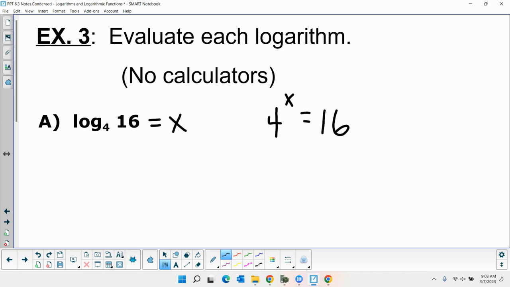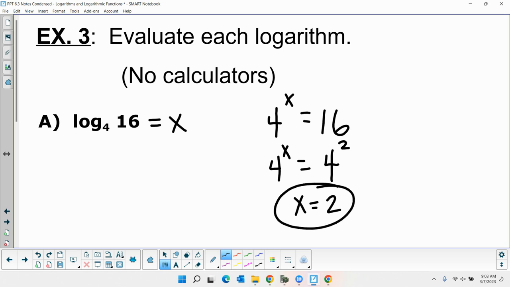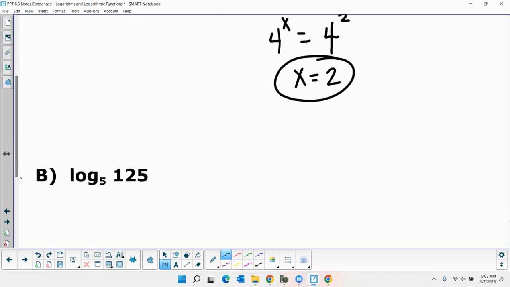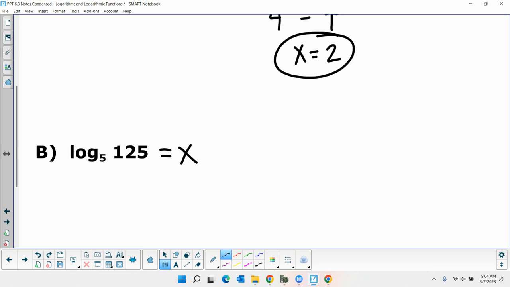I know you guys are thinking 4 times 4, but that means the exponent's 2. Or if you want, you can think like this first. If these are both 4s, then these got to be equal, right? So x equals 2. Okay, so change it from log into exponential. So always write equals x after it.